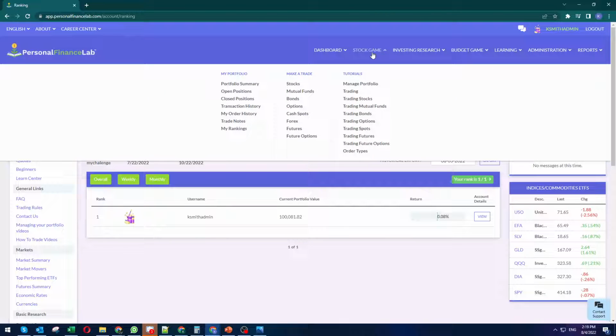Other reports for the stock game include the closed positions page. This is where students can see their profit and loss on trades they finished. So let's say I bought that Amazon stock and then I sold it 2 weeks from now. I'll be able to see the money I made or lost on that trade. My transaction history, I can see all the trades I ever made. I can export that to Excel. I can do whatever I like with it. My trading notes, I can see that as well.